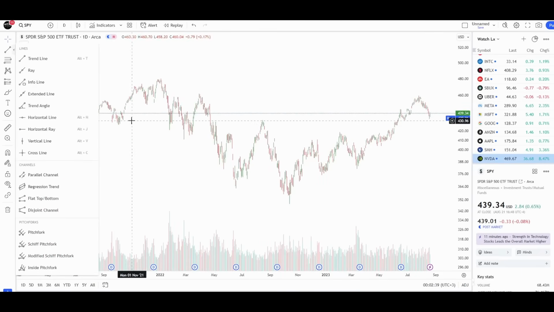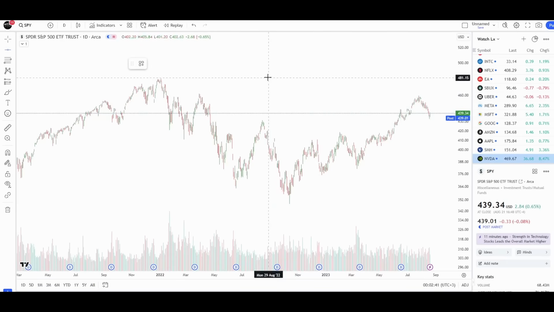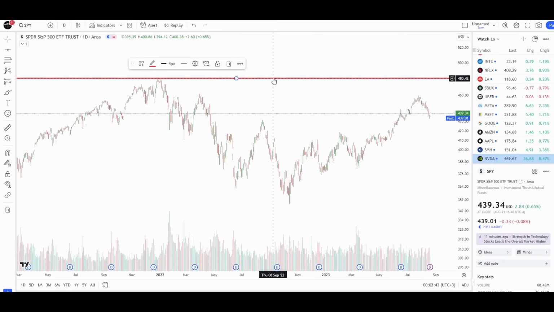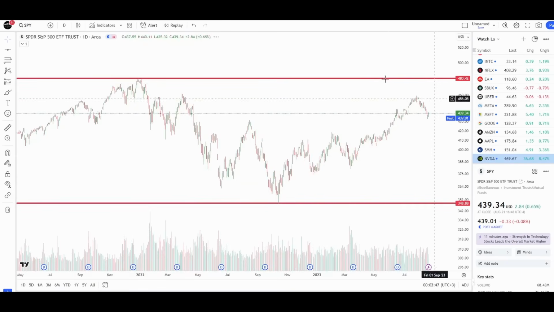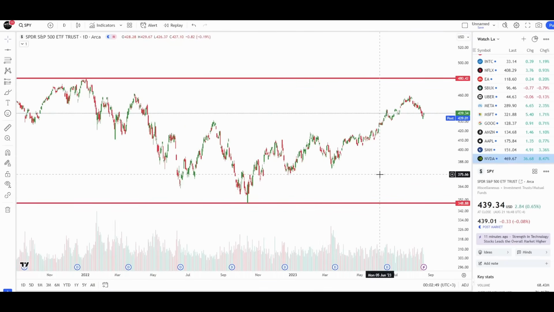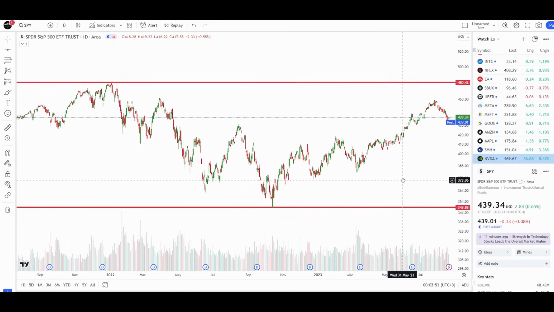Let's use the horizontal line tool. Let's put one at the very top. Duplicate it. Put one at the very bottom. Boom, that's done. We have a range. Now let's identify areas where we had multiple bottoms or multiple tops in the past.